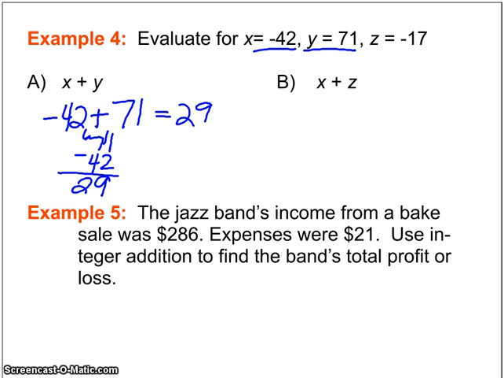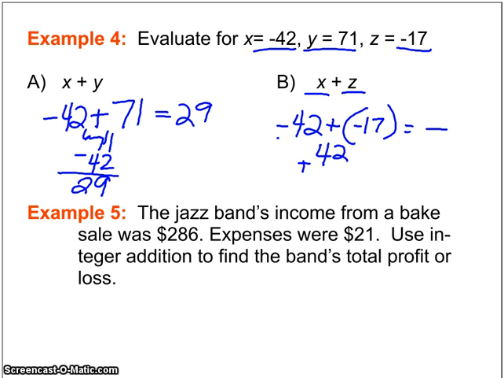And I'm running out of time here, so I'm going to go quicker. Over here, x is negative 42 plus z, which is negative 17. And do I have more negatives or positives? More negatives, so my answer has to be negative. And because the signs are the same this time, I'm going to take the sum of the absolute values, or add them together, and I get a negative 59.